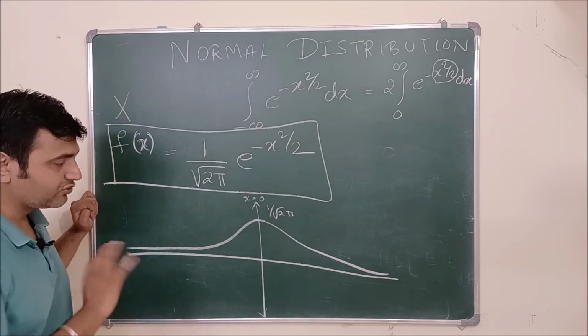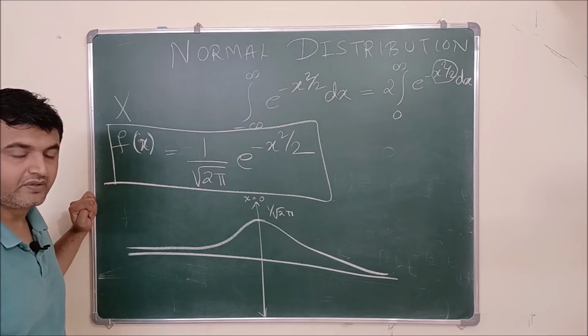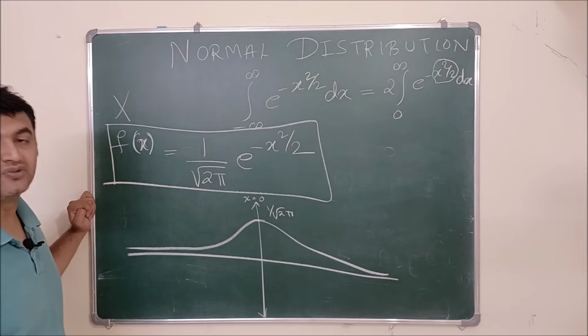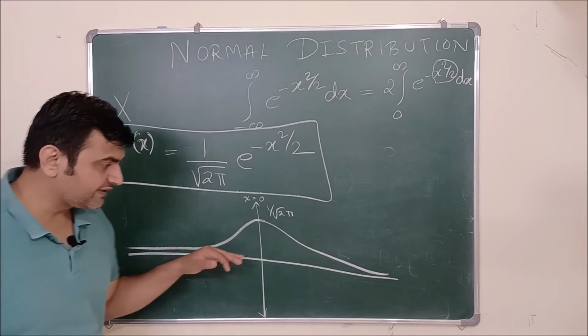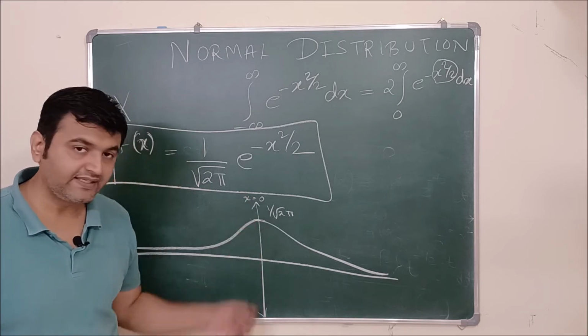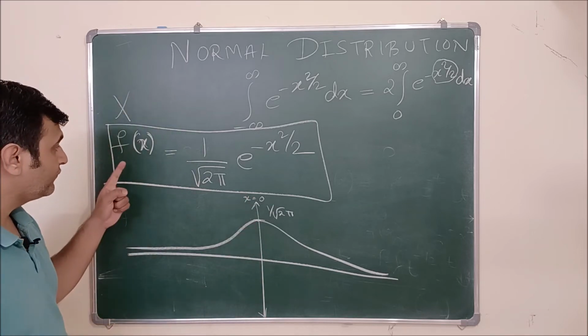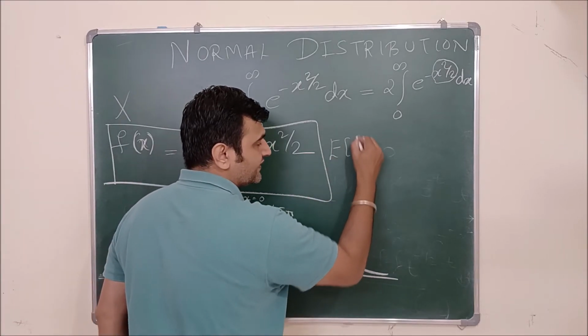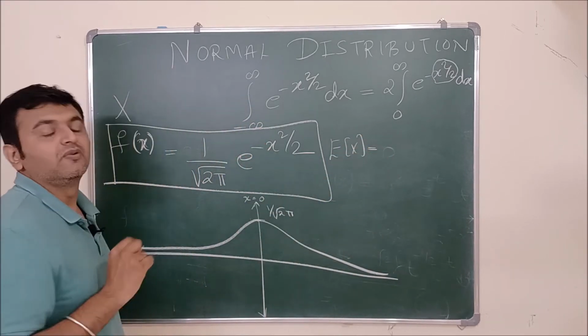So normal distribution means it's always symmetric about a line. Which line? I will come to it. But as of now you can observe it is symmetric about the x equal to 0 line. Is there something special about x equal to 0 for this scenario? Yes. If you try to find the expected value of the random variable, expectation of x, it will come out to be 0.